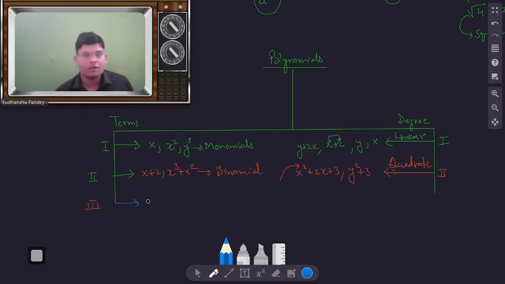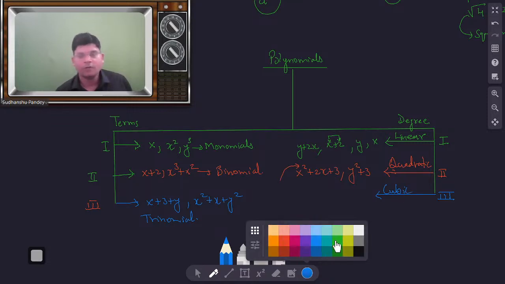Don't worry. Now, if the number of terms is 3, suppose I am writing x plus 3 plus y or x square plus x plus y square, then it is known as trinomial. And if the degree of the polynomial is 3, we are going to name it cubic.